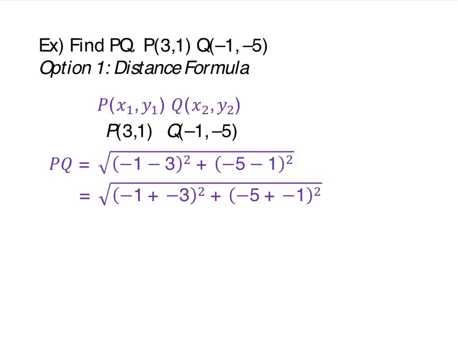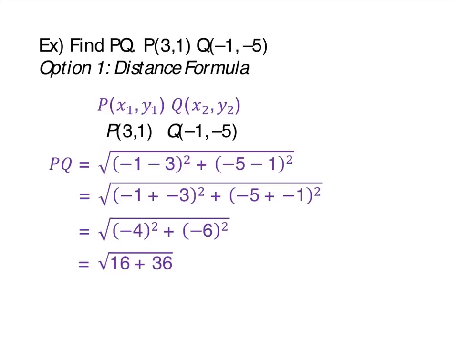And hopefully you remember that if you have a negative minus a positive, that's the same thing as adding 2 negatives. So I can rewrite this as the square root of negative 1 plus negative 3 squared plus negative 5 plus negative 1 squared, which gives me the square root of negative 4 squared plus negative 6 squared, which becomes the square root of 16 plus 36, which gives you the square root of 52, which can be simplified to 2 root 13. And we're going to learn how to simplify radicals in just a minute.